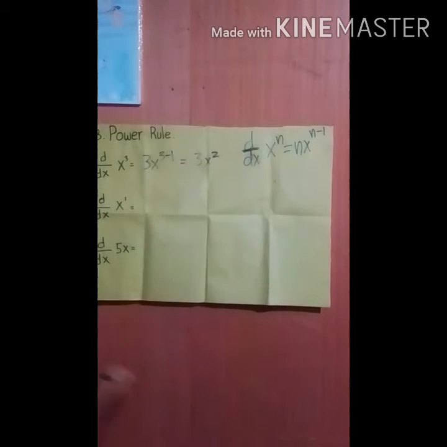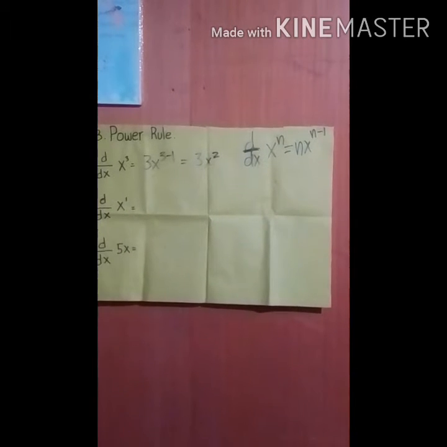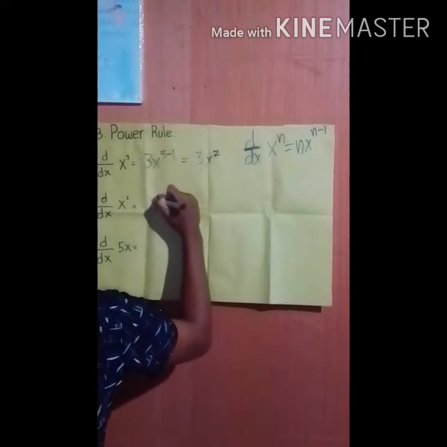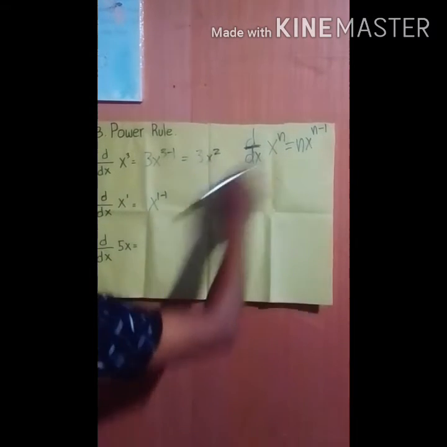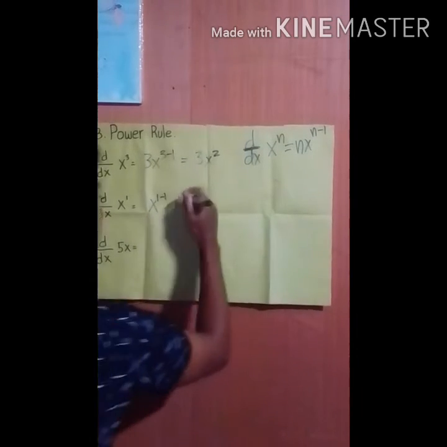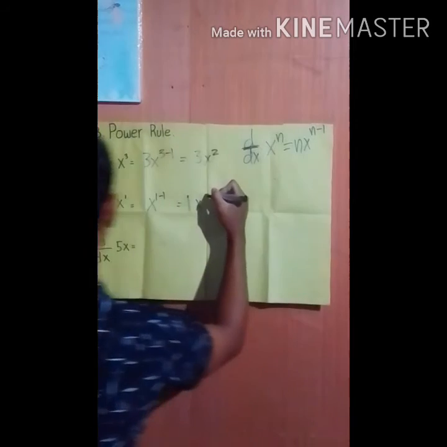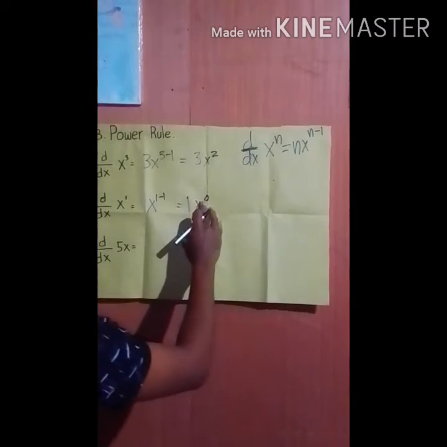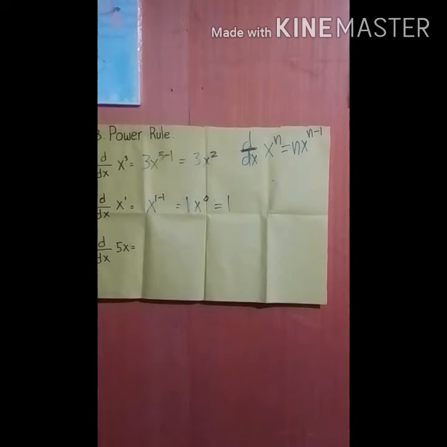In number 2, the derivative of x with the exponent of 1: x to 1 minus 1, again because the formula is with negative 1. So it's equal to 1 times x to 0, then no exponent, 0. So the answer is 1.